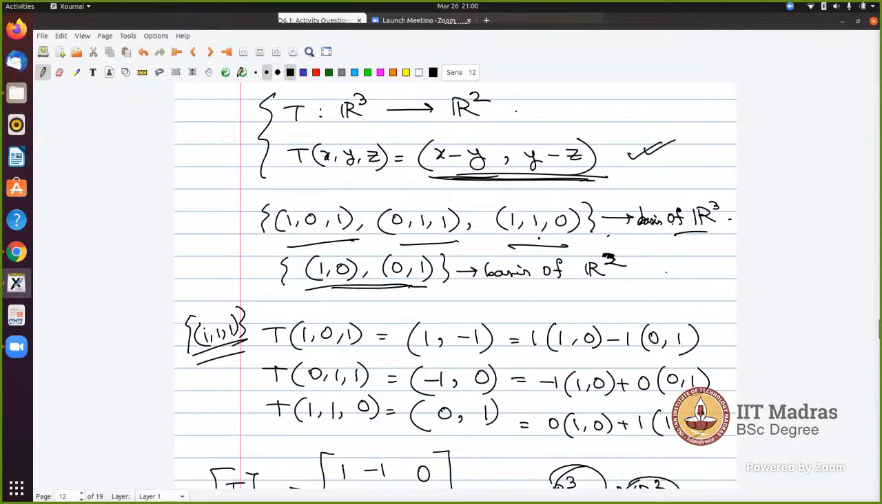Because 1, 0, 1, 0, 1, 1 and 1, 1, 0 are defining the domain of the transformation. So the basis of the null space of the matrix is 1, 1, 1, and each of them we have to multiply with this in order to get the basis of the null space of the transformation.